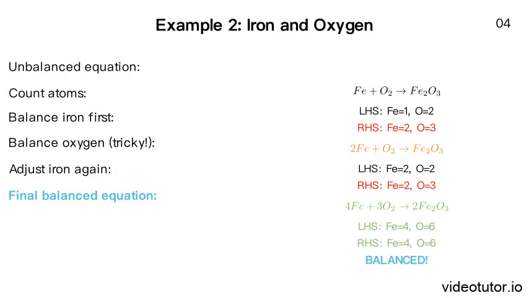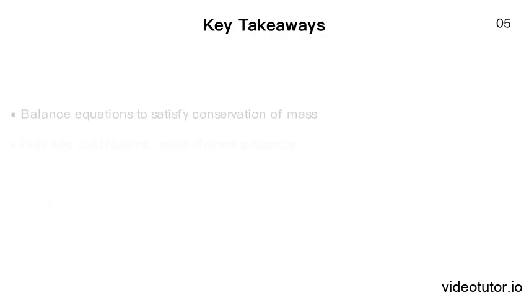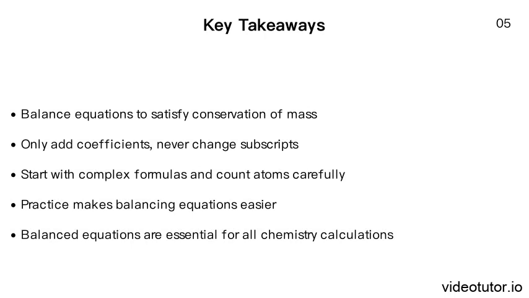For oxygen, we need the least common multiple of 2 and 3, which is 6. So we need 3 oxygen molecules and 2 iron oxide molecules. This gives us 4 iron on the right, so we need 4 iron atoms on the left. Now it's balanced. To summarize what we've learned, balance chemical equations to satisfy the law of conservation of mass.